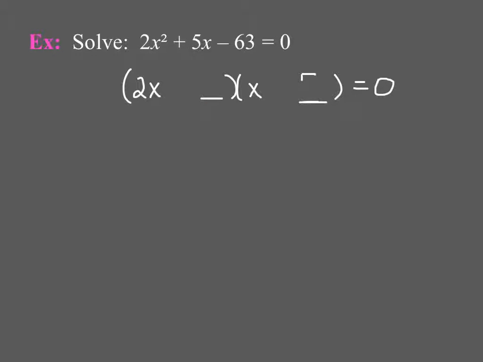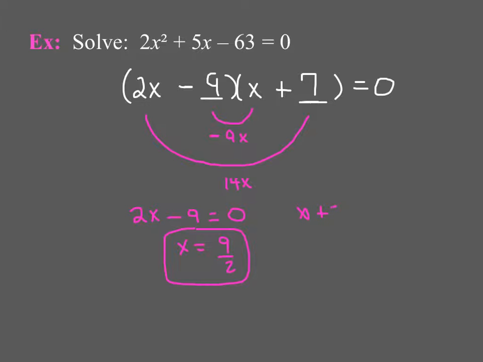So if I put a 7 here, then 2 times 7 is 14. If this is a 7, 7 times 9 is 63. And 9 times 1 is 9, so I have 9x and 14x. And if I make this one negative, they'll add to the +5, so -9 plus 7. And so now I'm ready to solve. So 2x minus 9 could equal 0. If you add 9 and divide by 2, you get x equals 9 over 2, or x plus 7 could equal 0, and x equals -7.